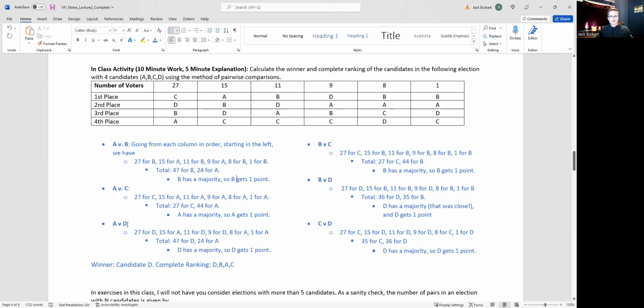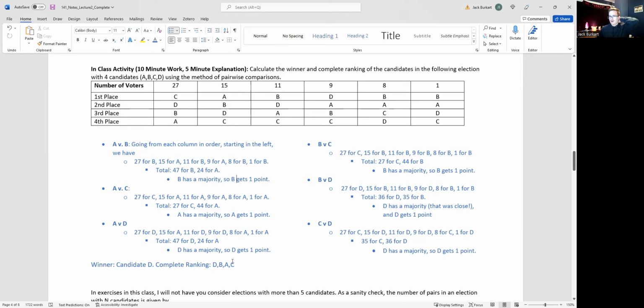If we do this procedure for all remaining pairs, we get B gets 1 point, A gets a point, A is preferred to C, D is preferred to A, B is preferred to C, D is preferred to B, and D is also preferred to candidate C. So summing everything up, D wins in these 3 pairwise comparisons, B wins in these top 2 pairwise comparisons, and A wins in this 1 pairwise comparison. So D has 3 points, so that means they are the winning candidate, and the complete ranking is given by D, B, who got 2 points, A got 1 point, and then C is in last place with 0 points.